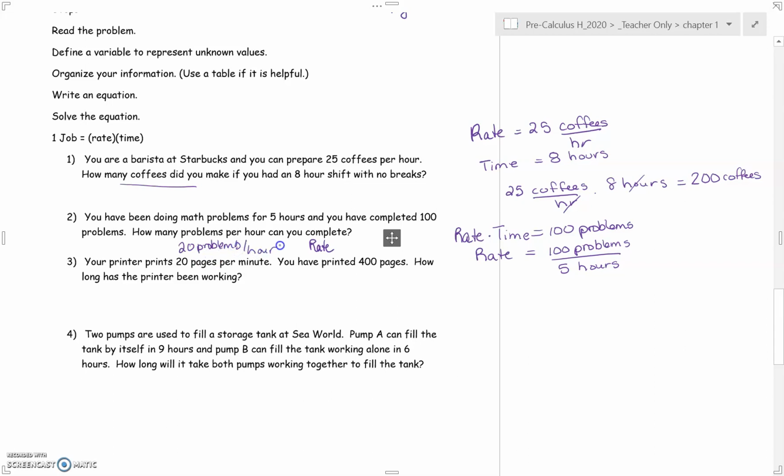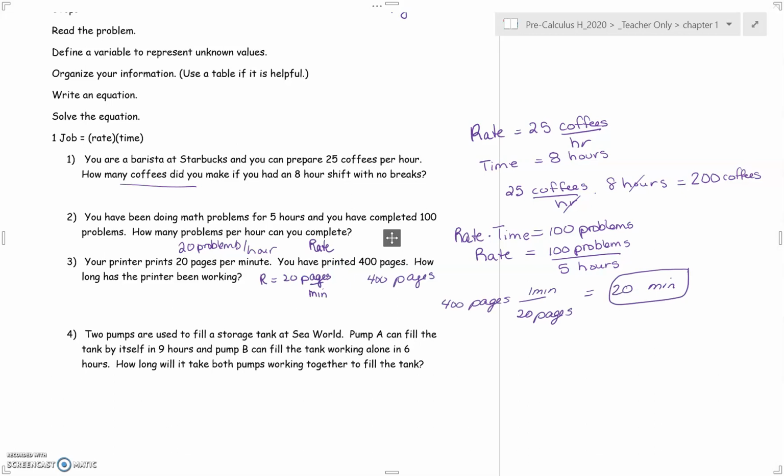Okay, go ahead and try number 3. Your printer prints 20 pages per minute. That's a rate. And you have printed 400 pages. How long has the printer been working? You're looking for a time. Go ahead and pause the video and find that time.